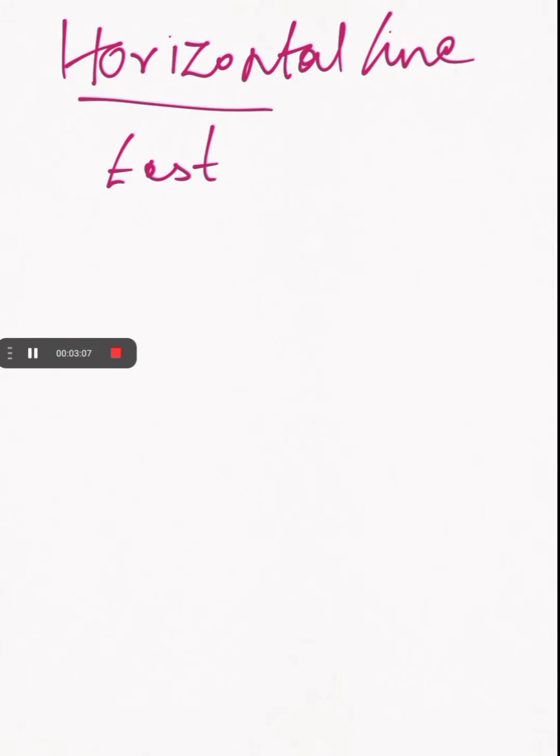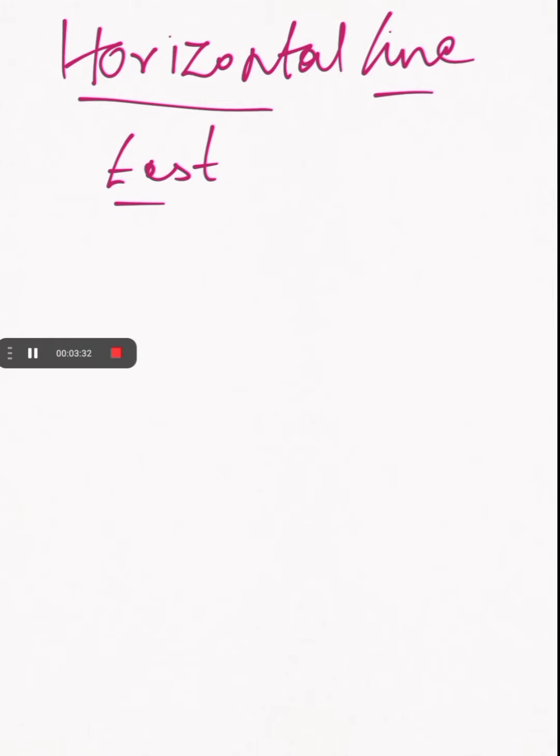Horizontal line test. We discussed a vertical line test in the first video. Vertical line test means we need to identify whether the graph is a function or not, right? Here the horizontal line test means we need to identify whether the graph is a one-to-one function or not. That's very easy. The same procedure that we follow in a vertical line test.